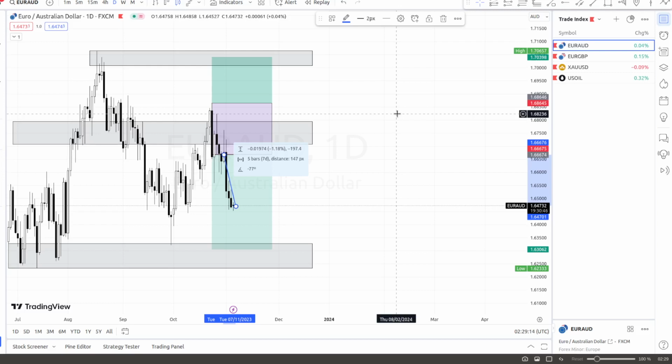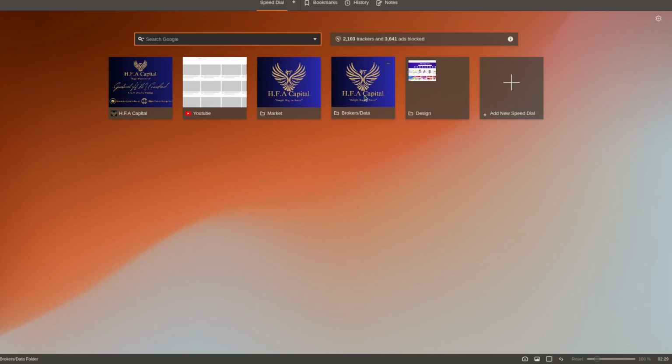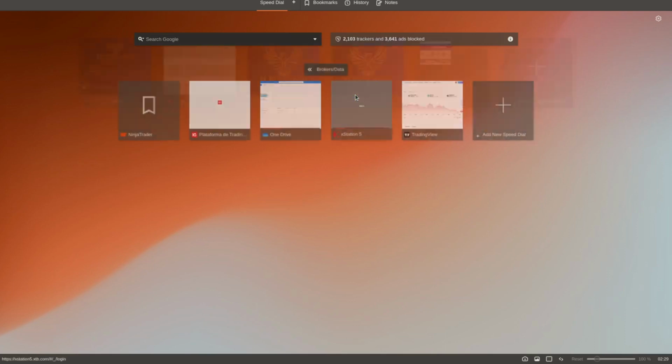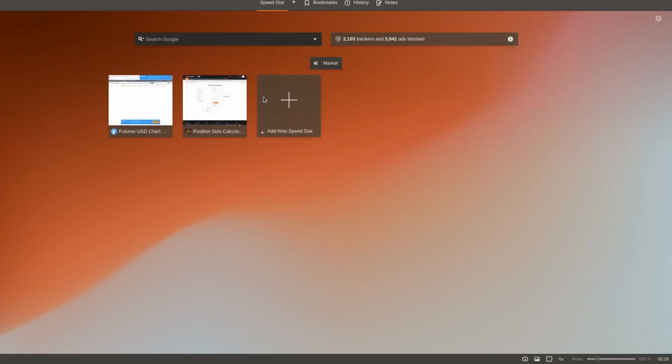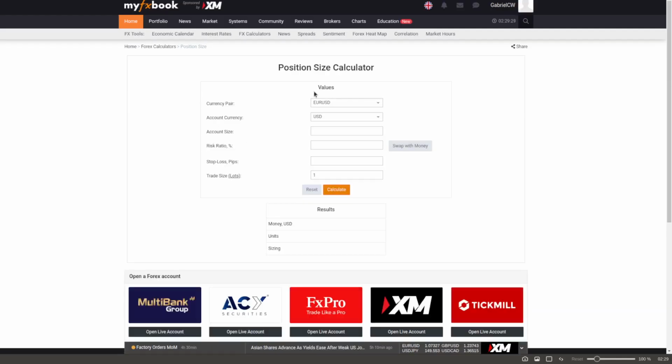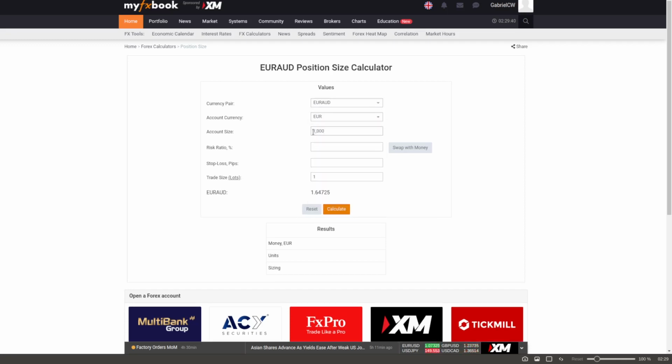Based on that, we're gonna go to my book, FX. It should be somewhere around here. I'm not sure where now. Yes, there we go. Position calculator. All right, so yeah, I do use it, and I don't care. Euro against the Aussie. Yes, my account is in euro. Let's say my account is €1,000.